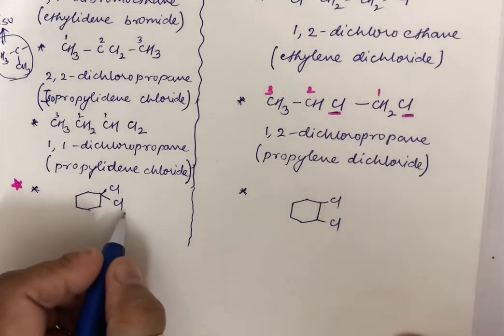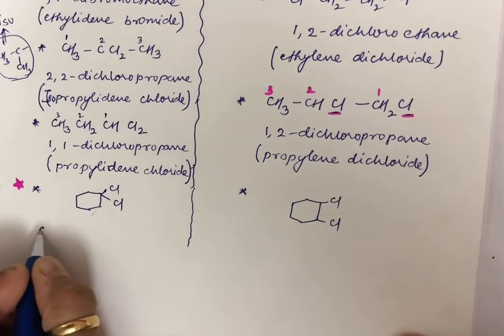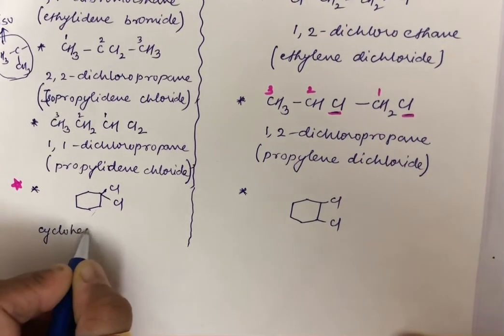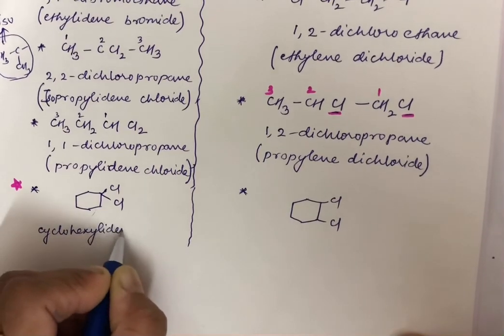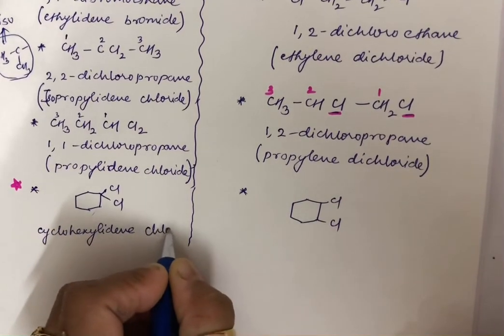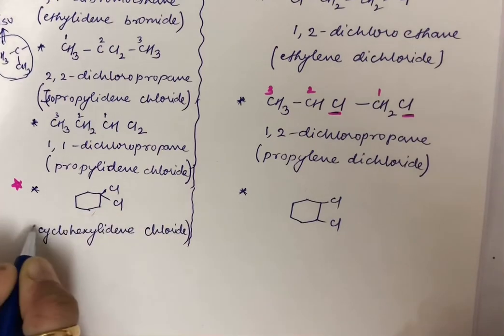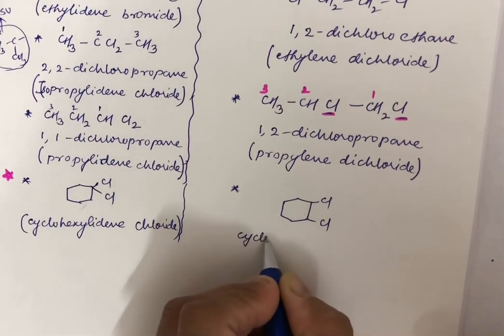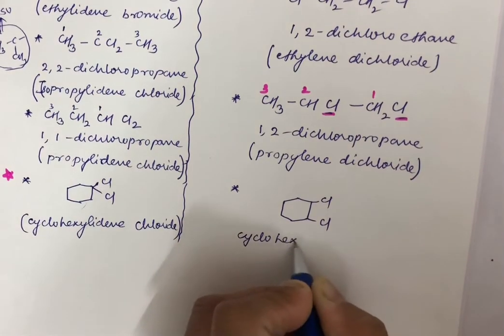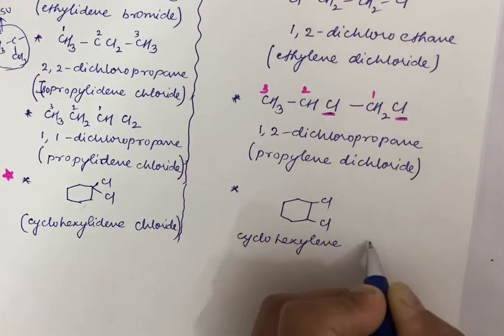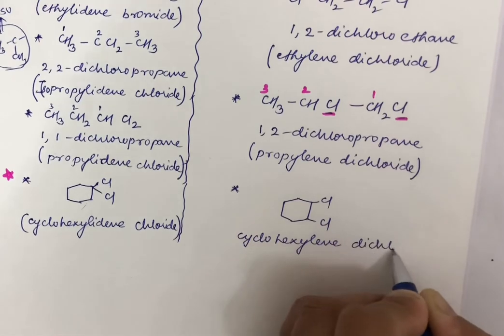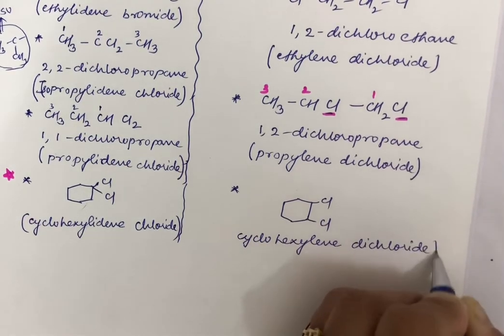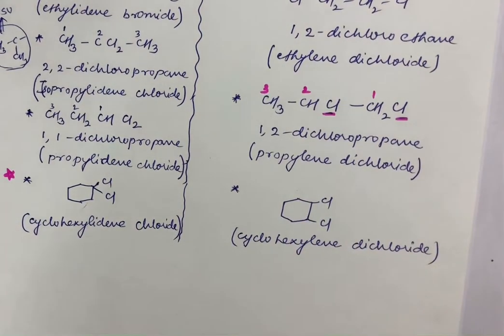It would be a cyclohexylidene chloride. Okay, so this is the name for it. Now how do you name this? You are going to name this as cyclohexylene dichloride. I hope you are able to understand the difference between these.